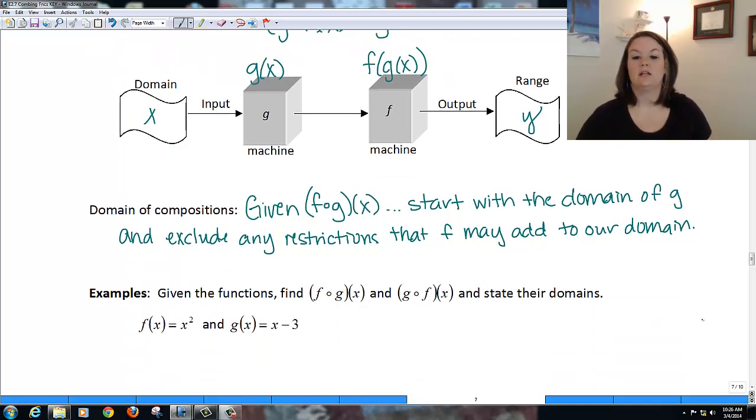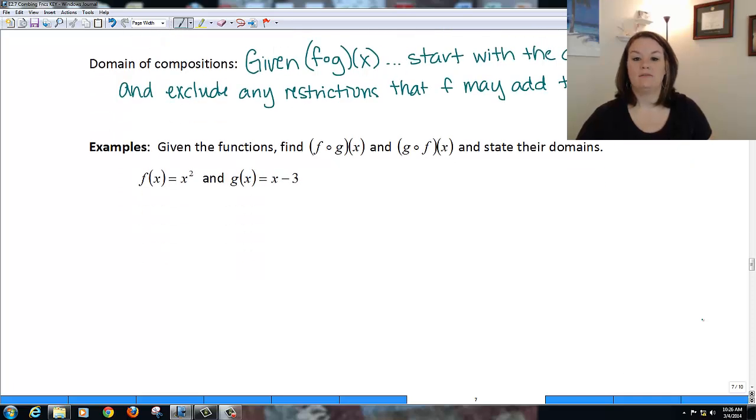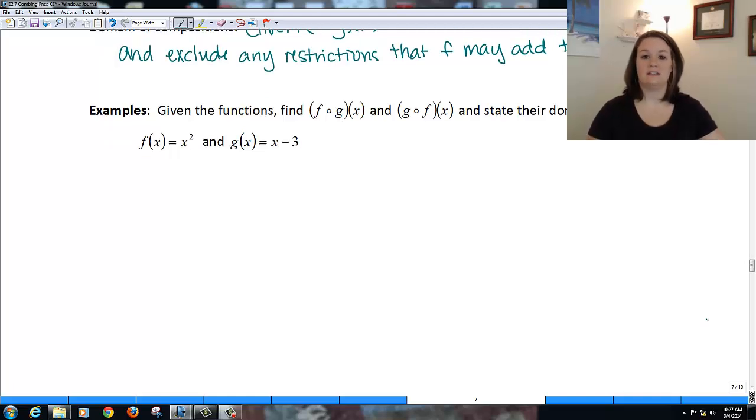Okay, so let's go ahead and look at some examples. Here we want to find f composed of g and g composed of f for both of these functions and state their domain. The first thing I want to do is list their domain. f of x is x squared. This is a parabola. Parabolas don't have any domain restrictions, so this is negative infinity to infinity. For my domain of g, this is just a straight line, right? Straight lines don't have variable denominators or even roots. So on both of these functions, I have all real numbers as my input.